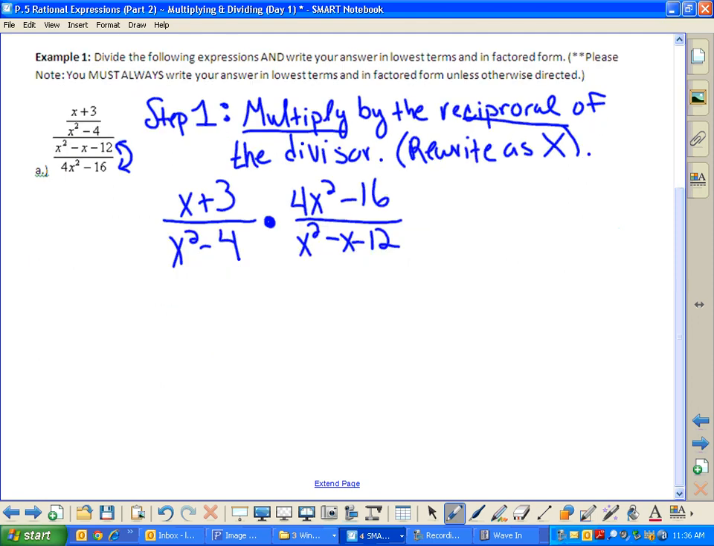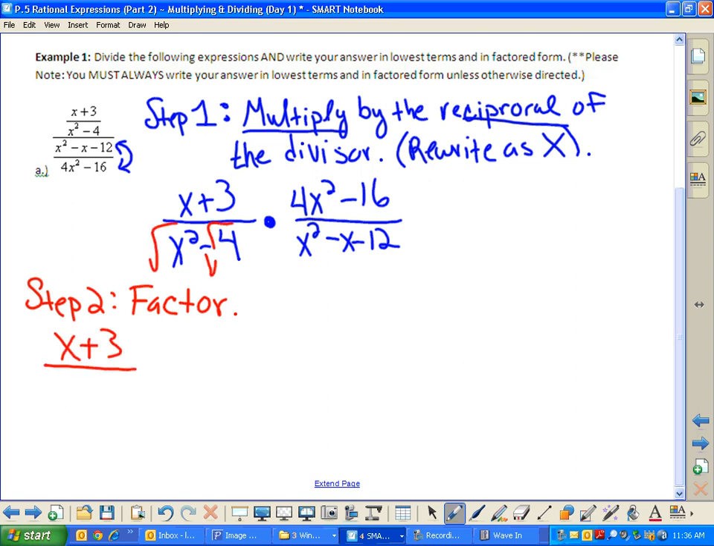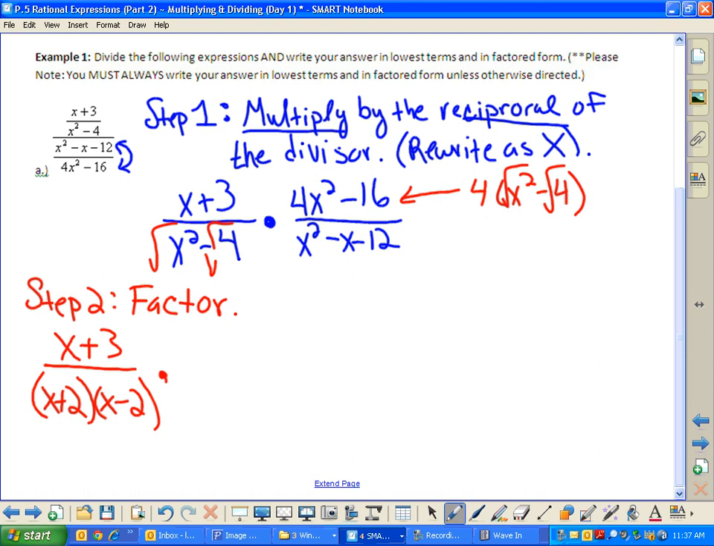Okay, step 2, Jonathan kind of stole my thunder. Yeah, we're going to factor everything in the problem, just like we did yesterday. X plus 3 doesn't factor. X squared minus 4 does factor via my square root method. It's a difference of 2 perfect squares. 4x squared minus 16: when we factor, we always try to take out that greatest common factor first, so I am going to do that. Take out my 4. And then I have x squared minus 4 left over. This actually factors again via my square root method.